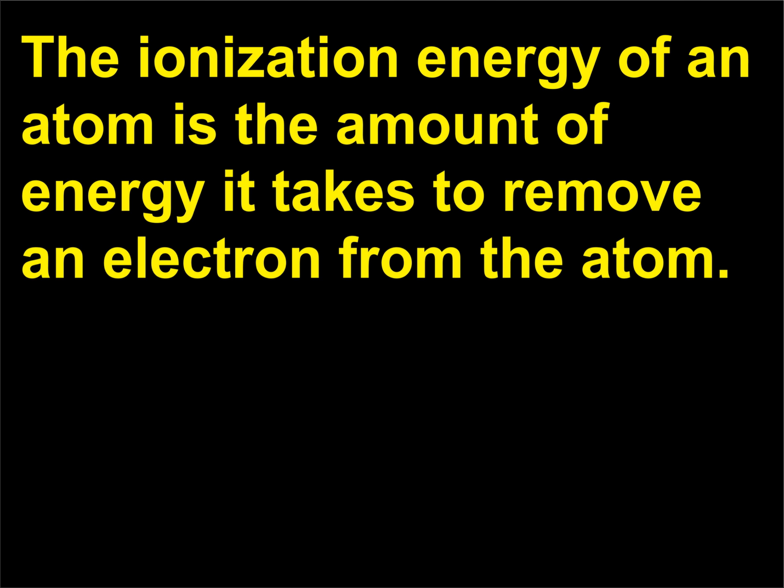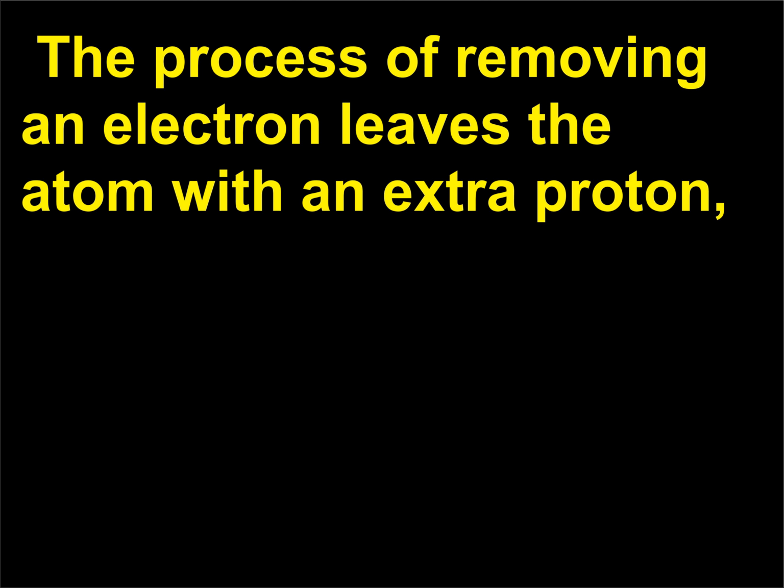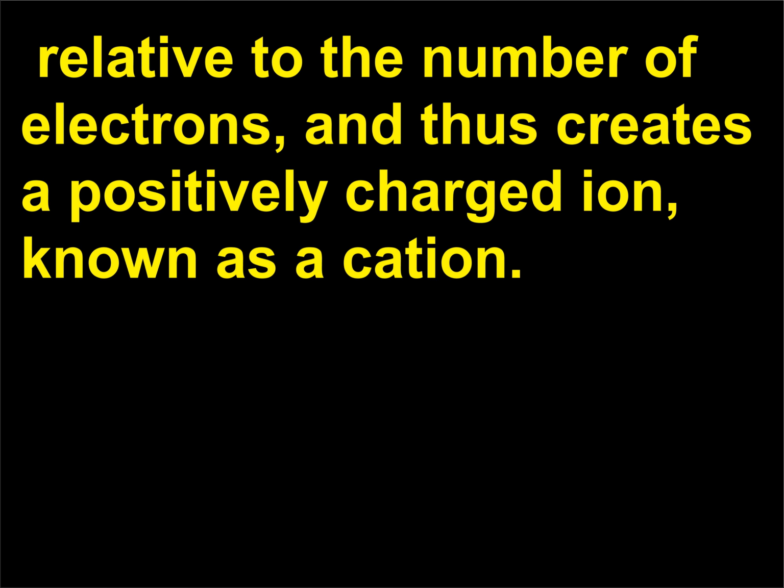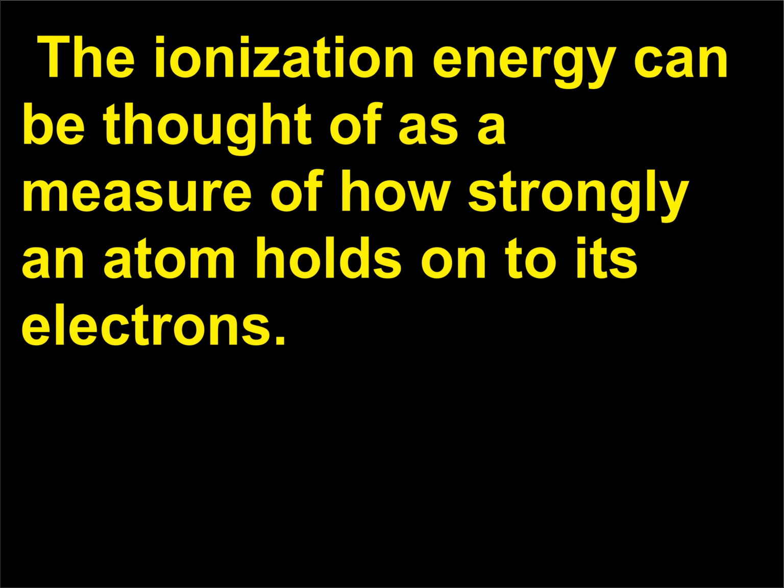The ionization energy of an atom is the amount of energy it takes to remove an electron from the atom. The process of removing an electron leaves the atom with an extra proton relative to the number of electrons, and thus creates a positively charged ion, known as a cation. The ionization energy can be thought of as a measure of how strongly an atom holds onto its electrons.